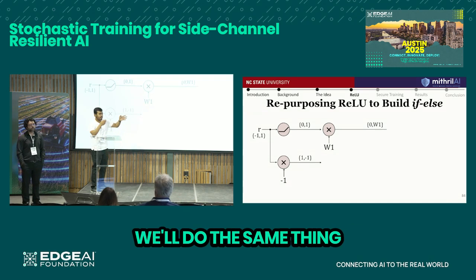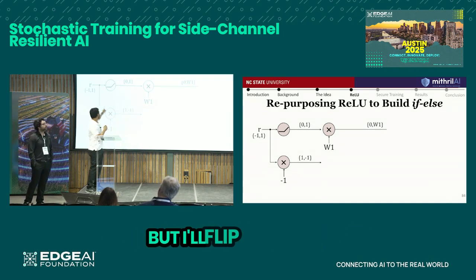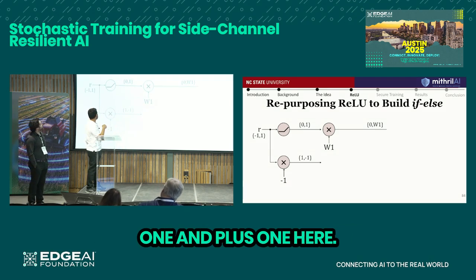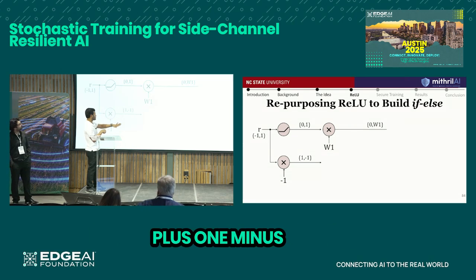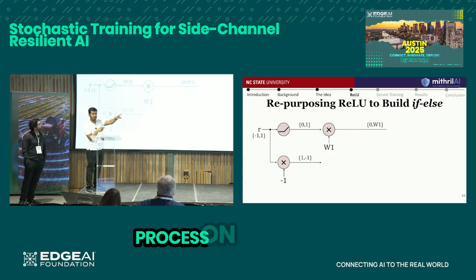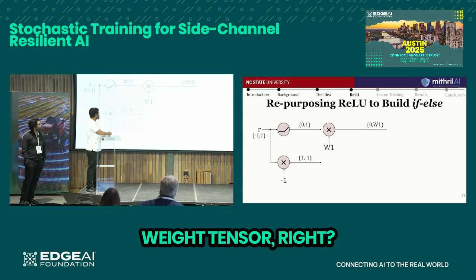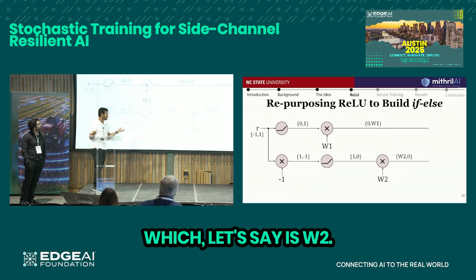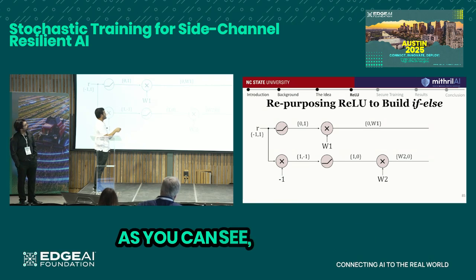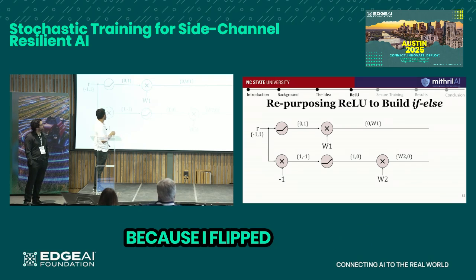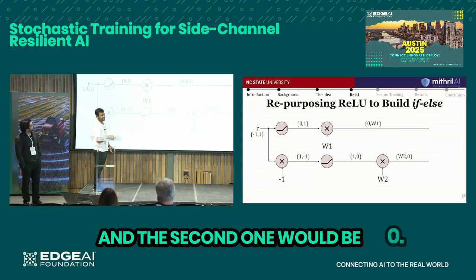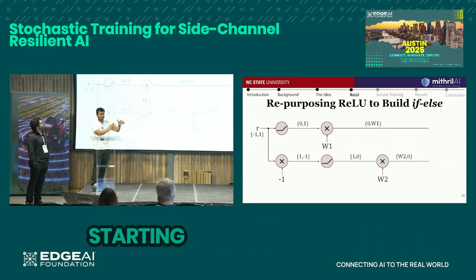We'll do the same thing in a parallel path, but I'll flip the -1 and +1 here. So I'll just multiply by -1, so now it becomes +1, -1, and then I repeat the same process on the second weight tensor, which let's say is W2. And what would happen is, as you can see, the 0, which was in the first position, will now be W2, because I flipped the +1s and the -1s, and the second one would be 0. And the solution is slowly starting to come together.